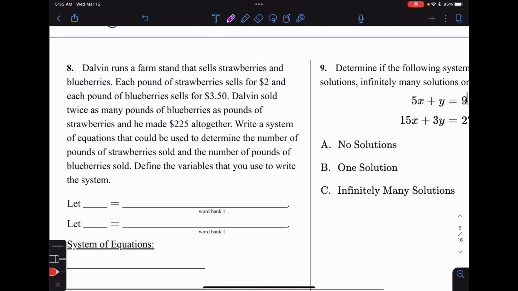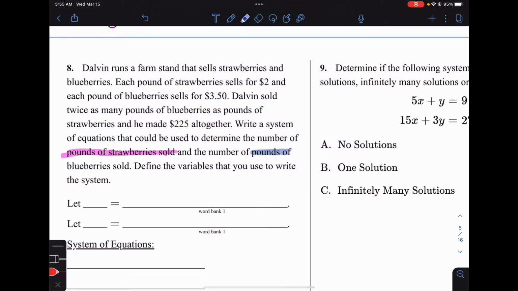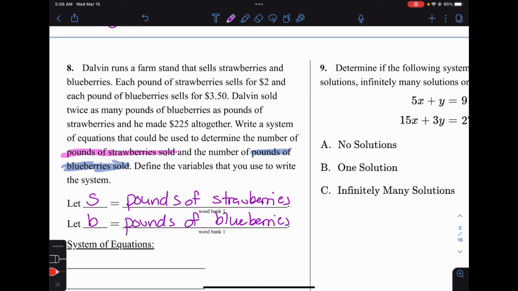All right. So, let's see. So we're selling strawberries and blueberries. And you want to make sure that you actually look, hey, what are they asking me to solve for? They want us to determine the pounds of strawberries sold. And they want us to determine the pounds of blueberries sold. All right, so with that in mind, when we pick our variables, that's what we want our variables to represent. So let's say S represents our pounds of strawberries. And B is going to represent our pounds of blueberries. All right.